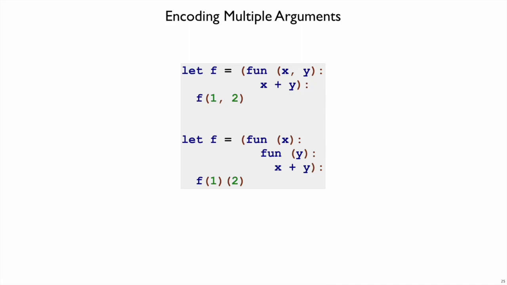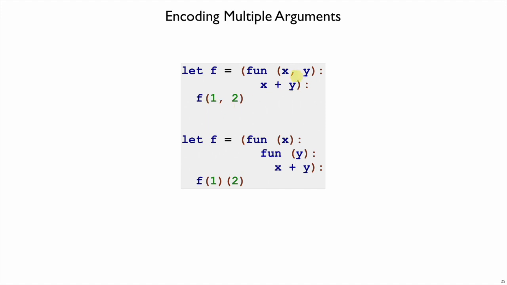Mo has only single argument functions. That is, a fun form always has just one argument, and a function call always just has one argument in parentheses. But sometimes you'd like to have a function that takes two arguments. Like here, we're taking x and y and adding x and y together, and function calls with multiple arguments, where here I supply 1 and 2.